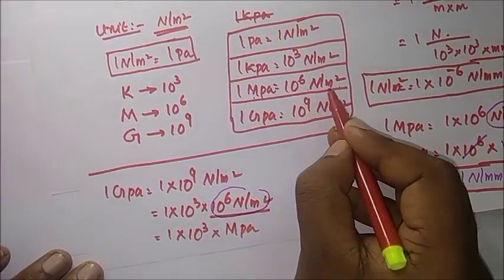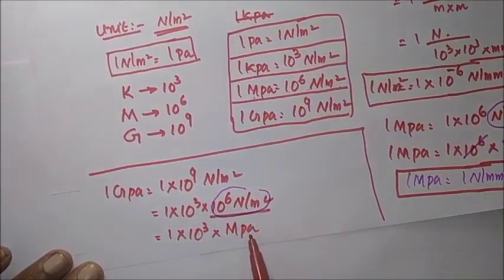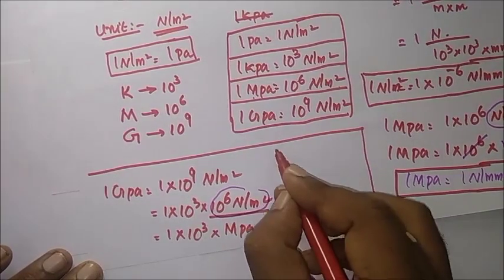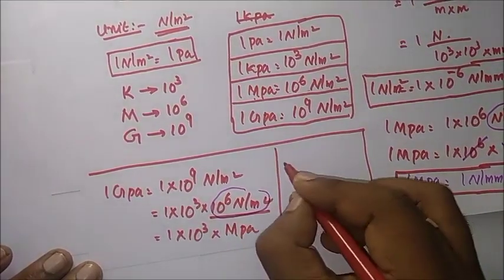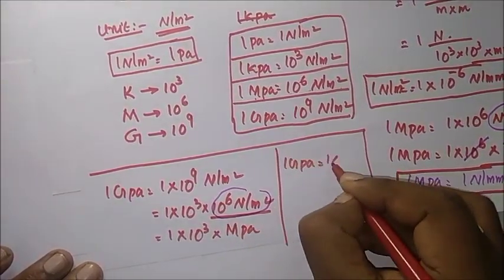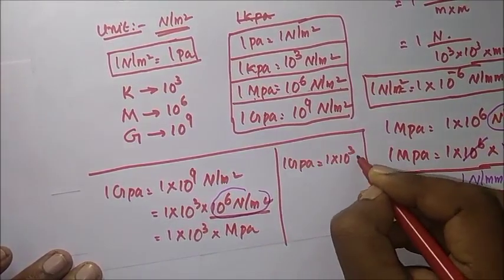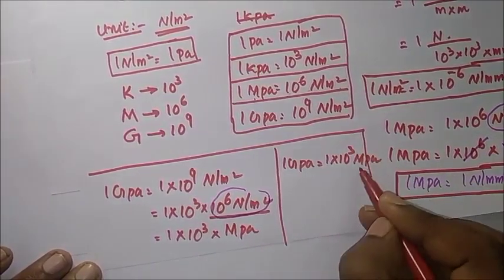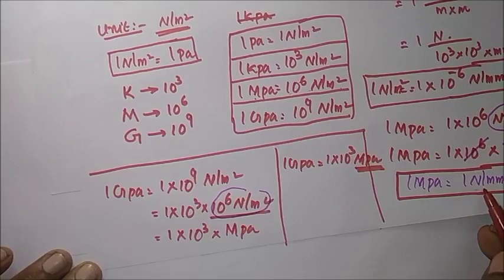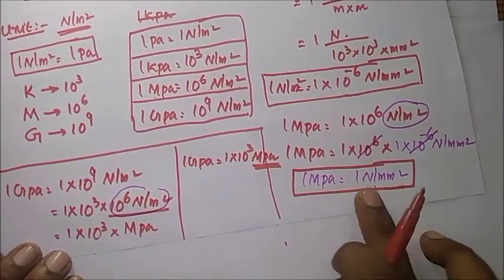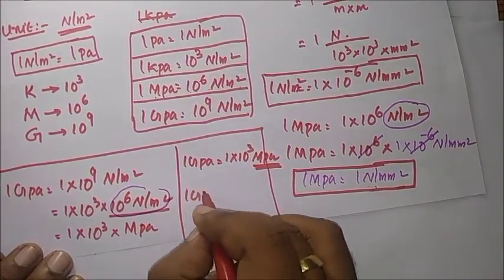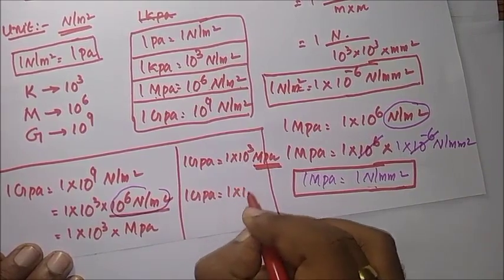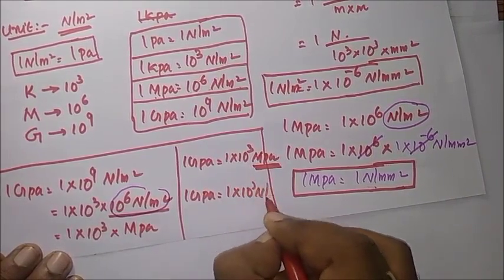10 raised to 6 Newton per meter square is equal to 1 megapascal. So that is equal to 1 into 10 raised to 3 megapascal. That is, 1 gigapascal is equal to 1 into 10 raised to 3 megapascal. And 1 megapascal is equal to 1 Newton per mm square. Therefore, 1 gigapascal is equal to 1 into 10 raised to 3 Newton per mm square.